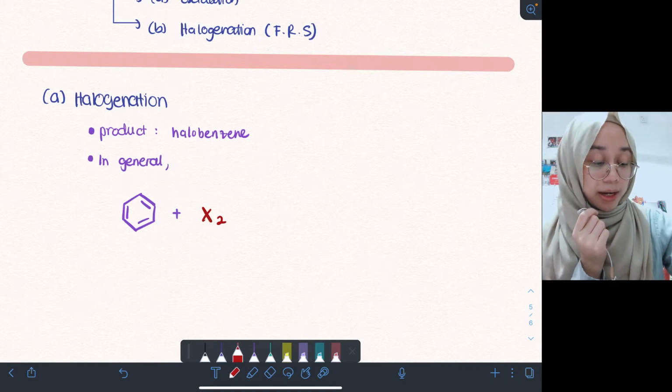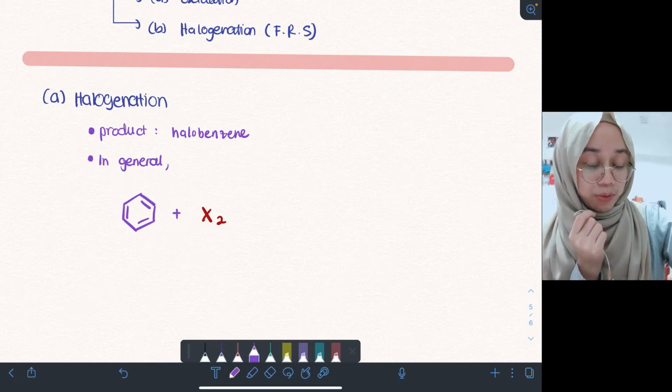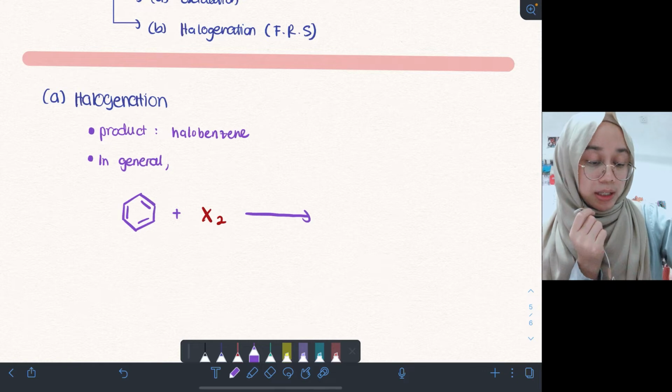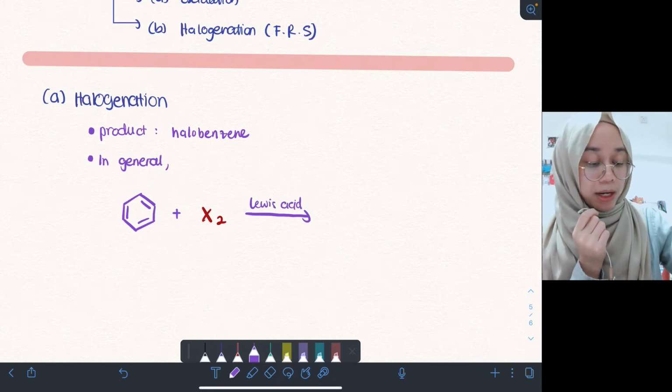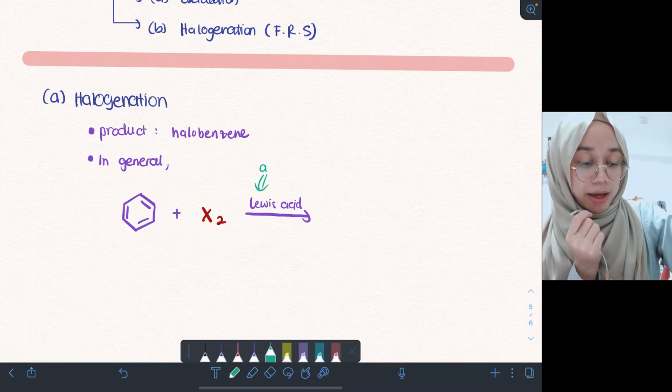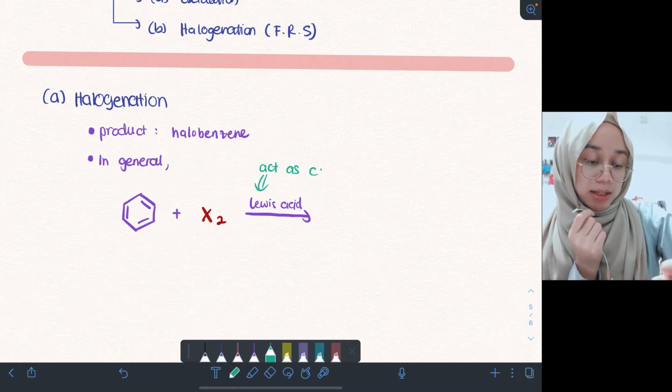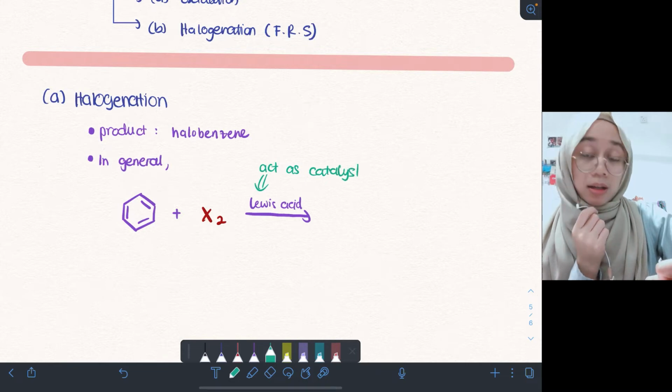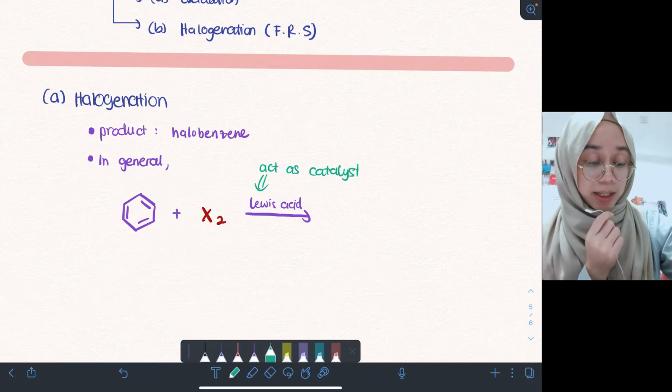Okay, and then kat sini kelas, so ada something new will be introduced to you. So dekat sini wujudnya Lewis acid. Okay, so peranan Lewis acid dekat sini pula kelas, it act as catalyst. Okay, so Lewis acid ni adalah sebagai catalyst sahaja.